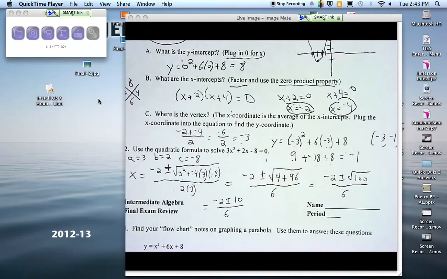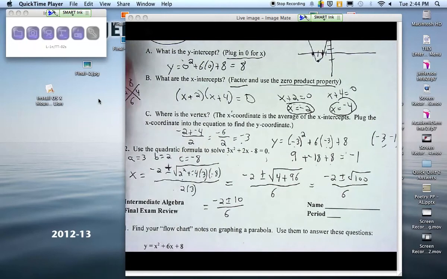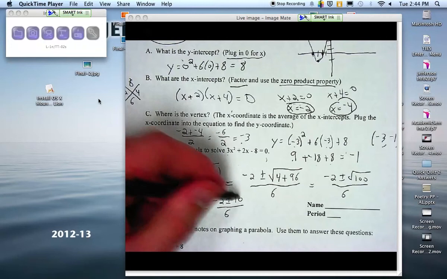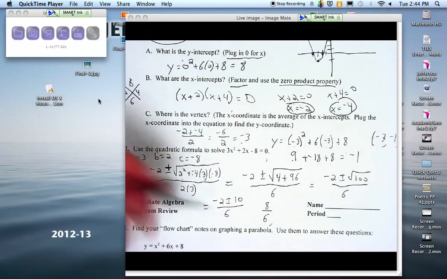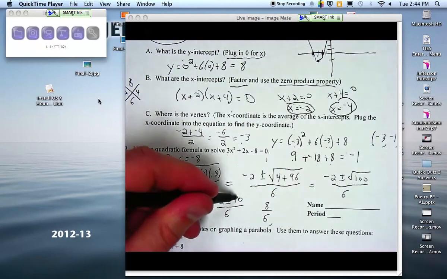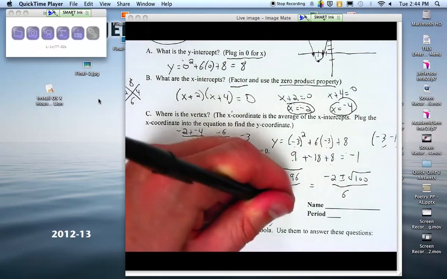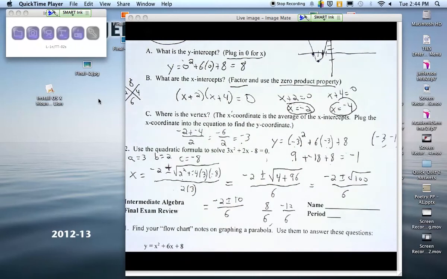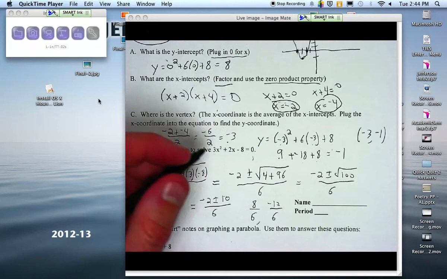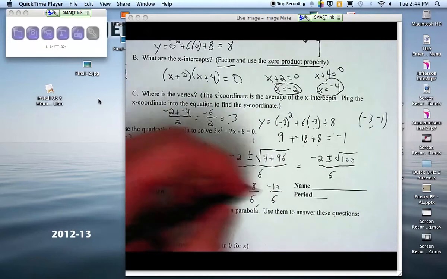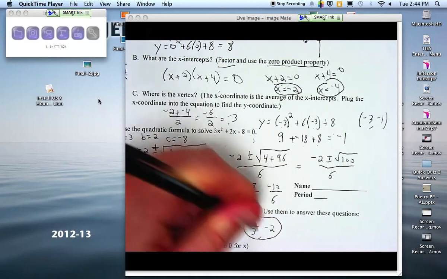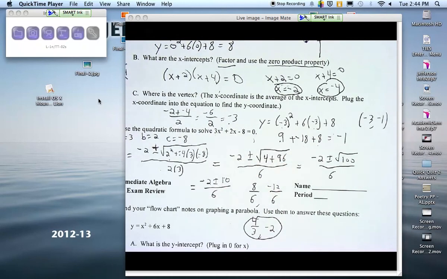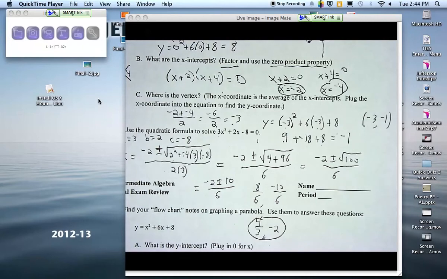And so now I'm going to do the two problems separately. And so I'm going to have negative 2 plus 10, which is 8, 8 divided by 6. And I'm going to have negative 2 minus 10, which is negative 12 over 6. And so those are my two answers. You can certainly reduce these. And so if you reduce them, again, sorry, it's getting so crowded here, you're going to get 4/3 and negative 2. And so those are the two answers that we get from the quadratic formula.